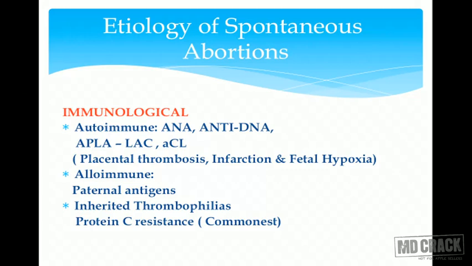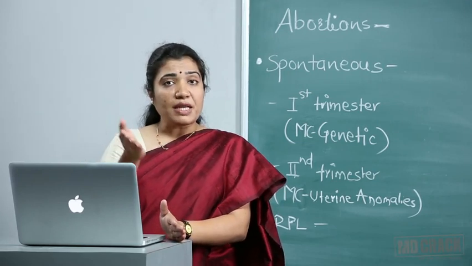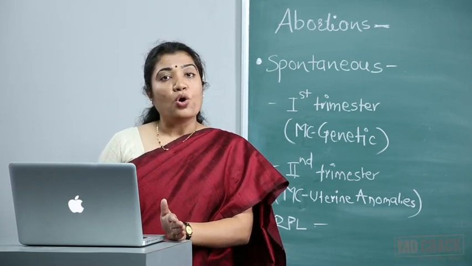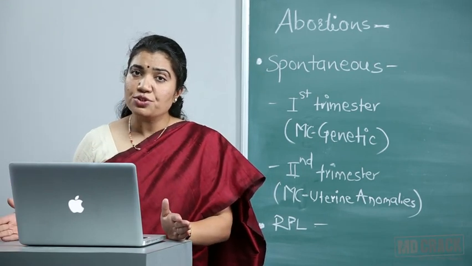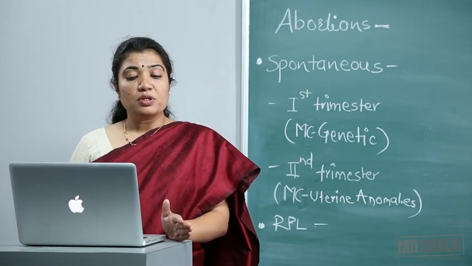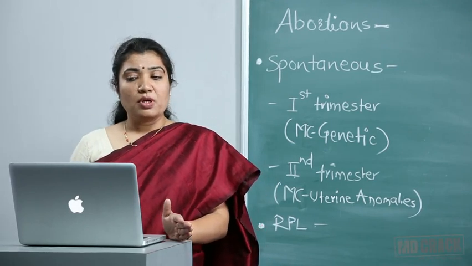That leads to placental thrombosis. Naturally, placental thrombosis affects the vascularity, thus leading to infarction or ischemia, and thus that will lead to fetal hypoxia. Now, depending on the severity of this fetal hypoxia, we might have intrauterine death or just IUGR or abortion, or other complications like pregnancy-induced hypertension or abruption can be seen. Now, alloimmune is where antibodies are formed against the paternal antigen. This is another cause of abortion.